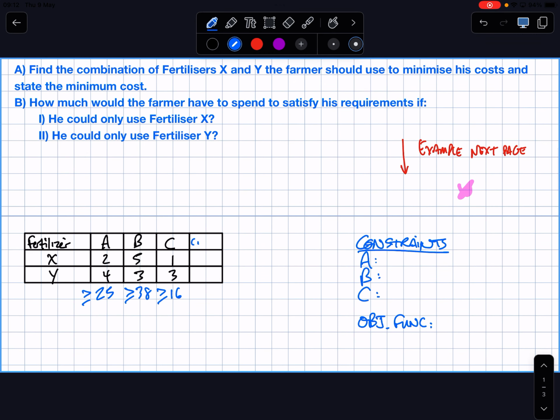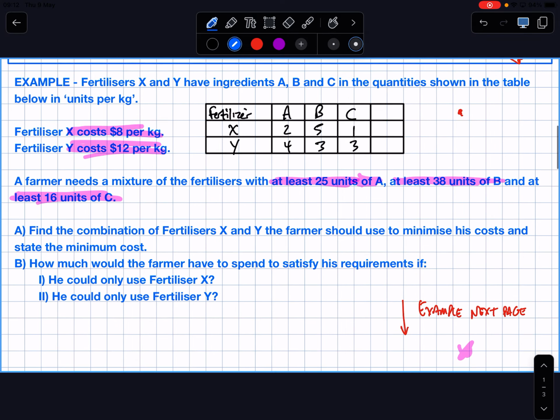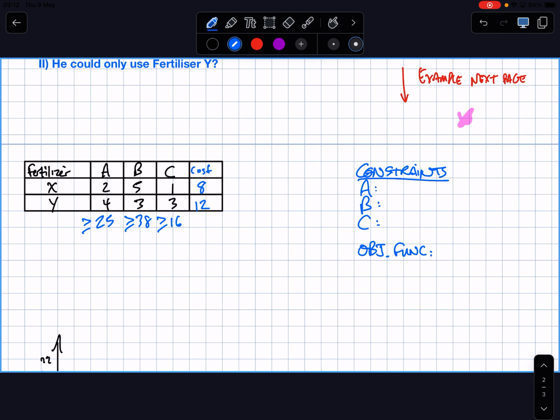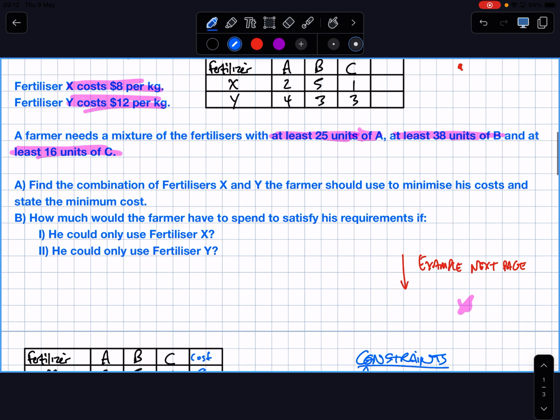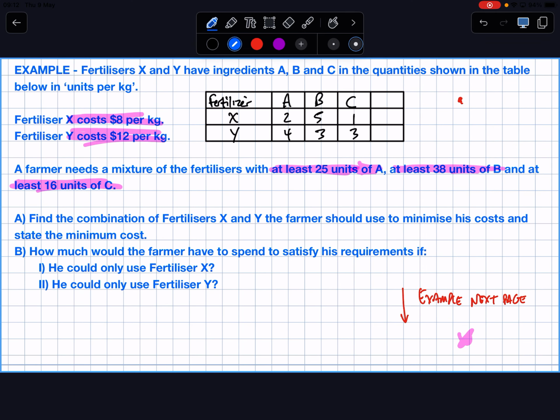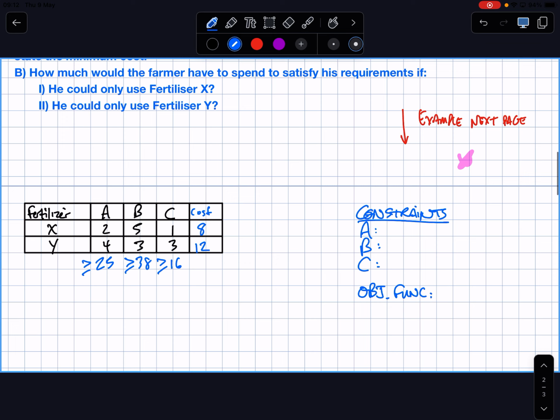I've also left a space in the table for the costs, 8 and 12, but the cost isn't a constraint. What am I trying to minimize or maximize here? Look at the question. Minimize the cost. So what's my objective function going to be? 8x plus 12y. What are the variables we use? X and Y. Yeah, you knew what you were saying, but you just didn't say it.